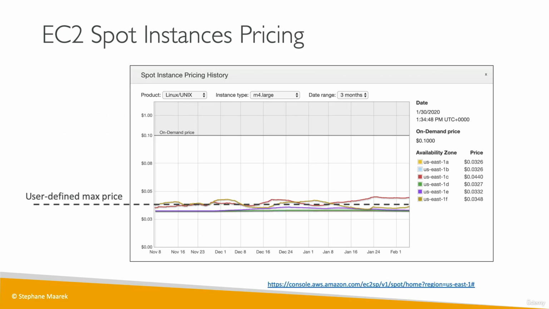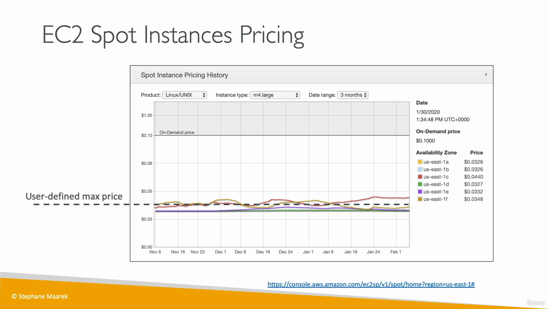Now let's have a look at the spot instance pricing. So this is a graph that I obtained directly from the AWS console. And as we can see here, this gives us the price for an M4 large instance over 3 months in the spot zone. So as you can see, you have 6 lines for US East 1A. The region, and you have 6 availability zones, so 6 prices. So as you can see, the spot price does vary based on the AZ you're considering.